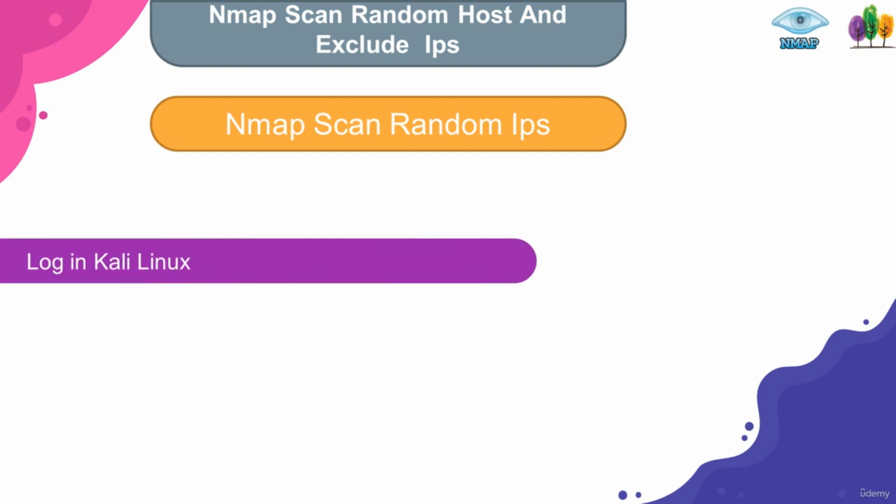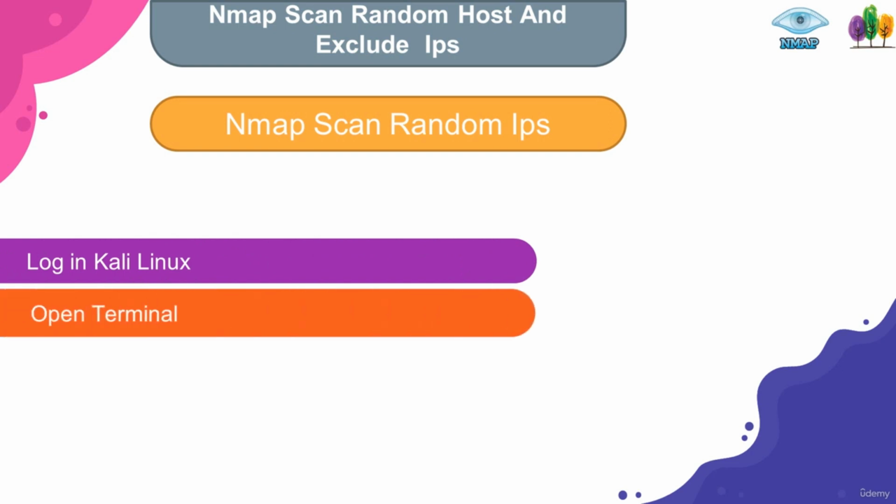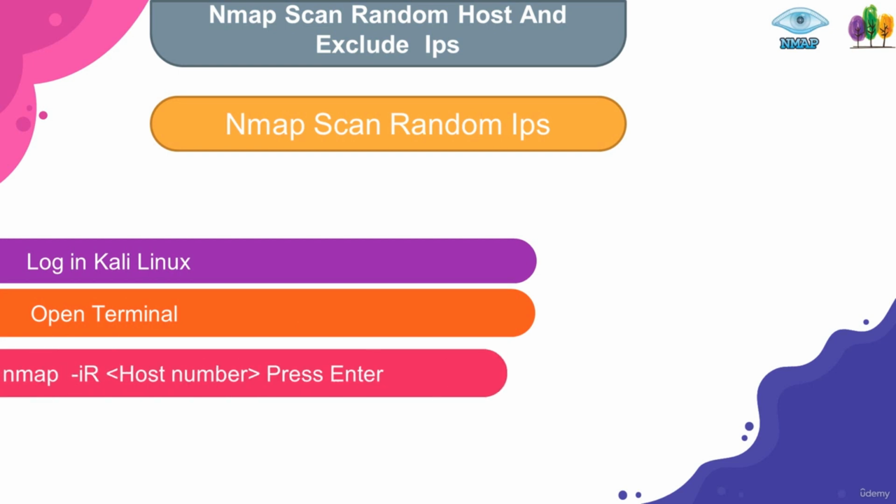So log into Kali Linux, open terminal. So for example, let's scan just 50 targets randomly. nmap 10.0.2.3/24 -iR 50, press enter. And as you can see, only 50 IPs were scanned.